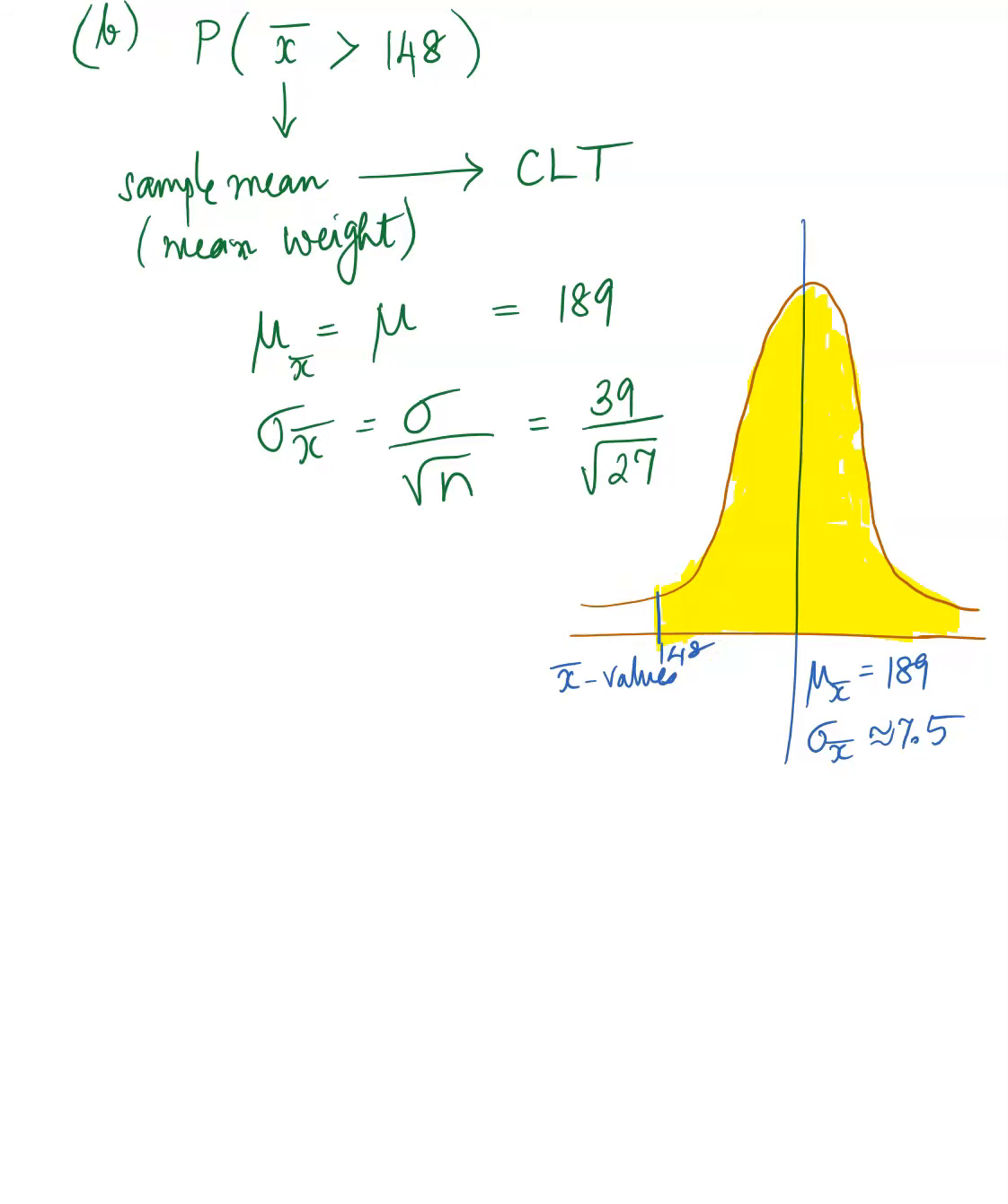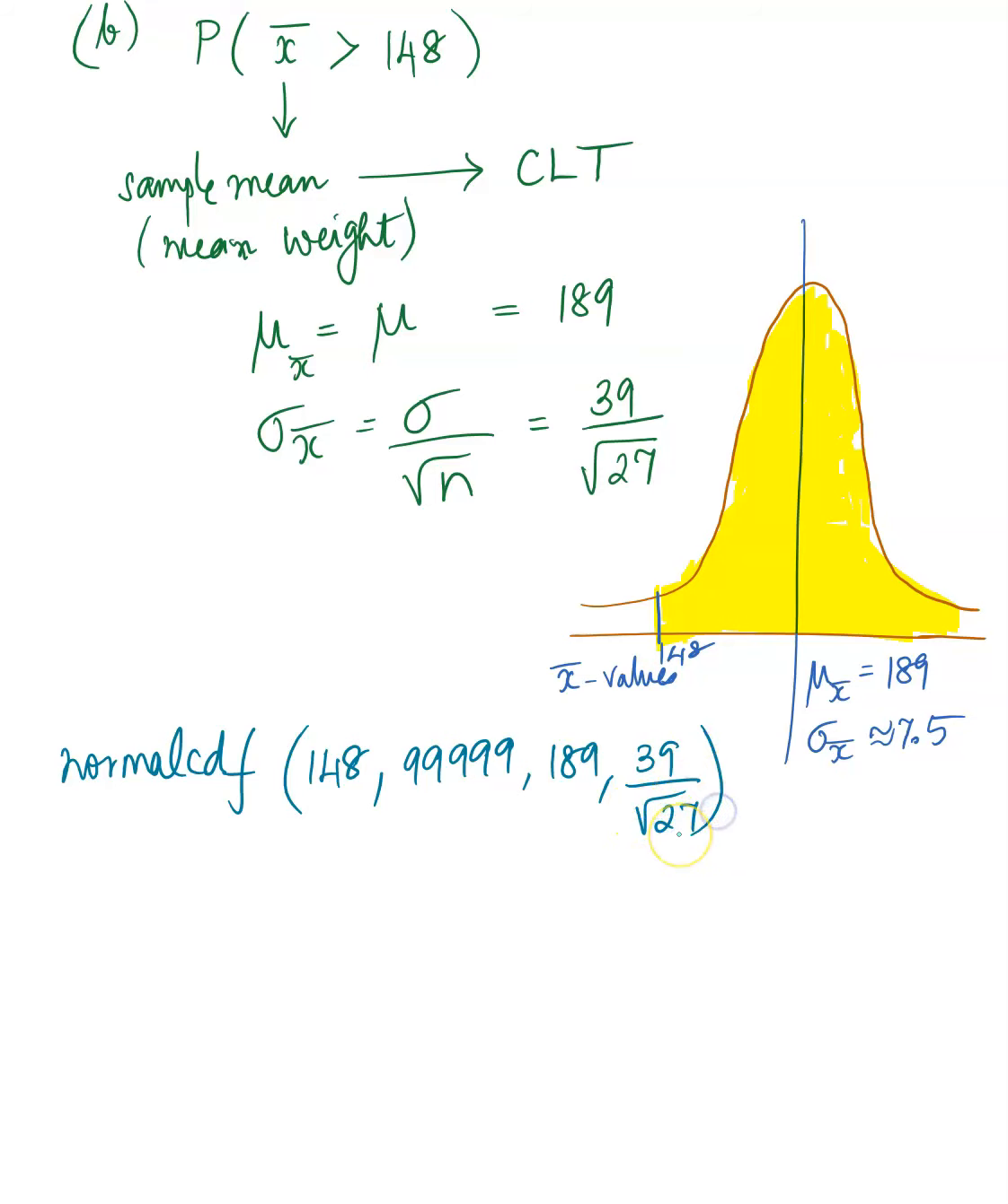Now use your normal CDF. It's the same function, the same thing we've been doing, just that the players have changed. Now your lower limit, the left end of your shaded region, is still 148, and the right end is still extending all the way to positive infinity, so a bunch of 9s. So those things are good. You already have it in your calculator. And the mean is also the same, 189. Of course, what has changed is your sigma. In your sigma, you can put 7.5, but I prefer that you enter the value as it is. So it's 39 over square root of 27.